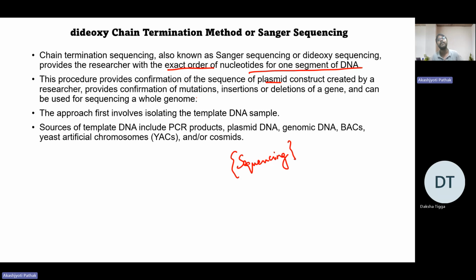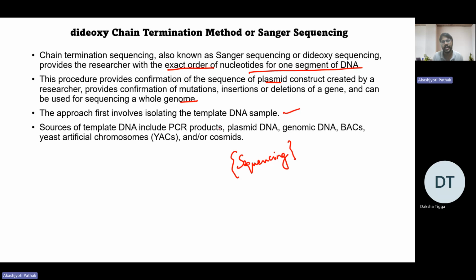Suppose you have mutated one residue to another, for example from phenylalanine to alanine. You have created a mutation and changed the codon. How will you be confirmed? By sequencing. Insertion or deletion of a gene can also be confirmed, and it can also be used for sequencing of a whole genome. The approach first involves isolating the DNA sample, and the source of the template DNA can be anything.